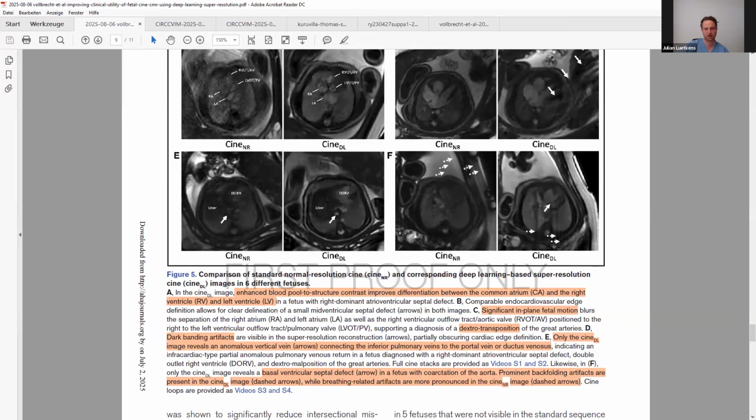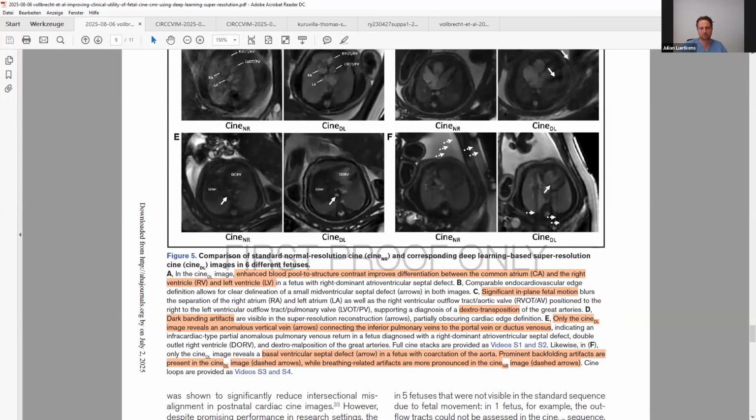But something like movement artifacts, which you can see over here in phase encoding direction, these were not that often present in the Cine DL reconstructed images.